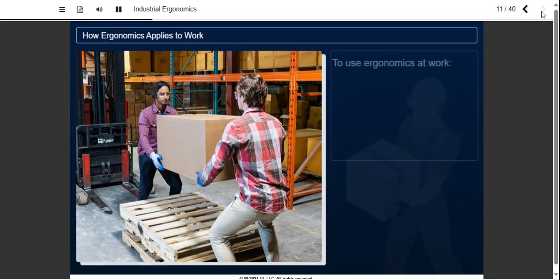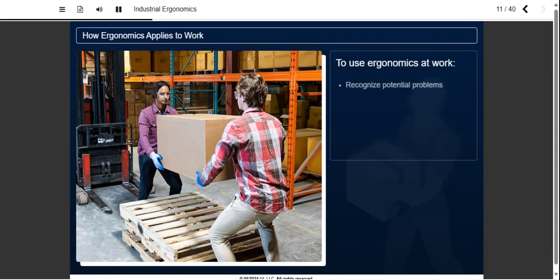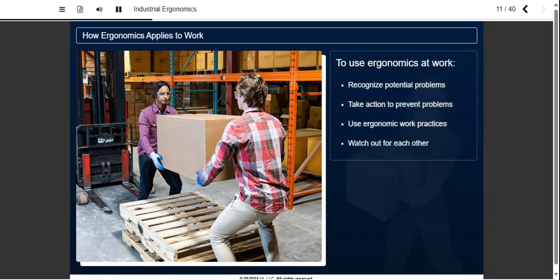At work, you can use ergonomics to prevent musculoskeletal damage by recognizing potential problems, taking action to prevent those problems, using ergonomic work practices, and watching out for each other and helping others work ergonomically. We'll talk about each of these concepts later in the course.